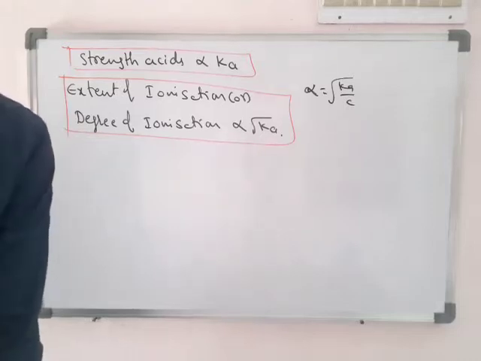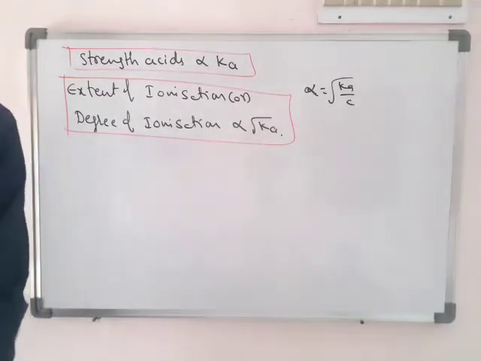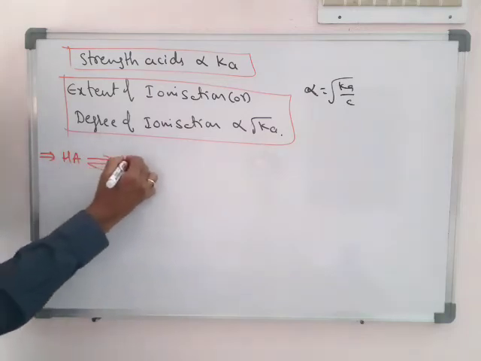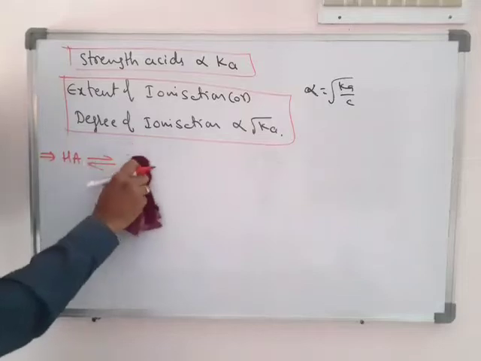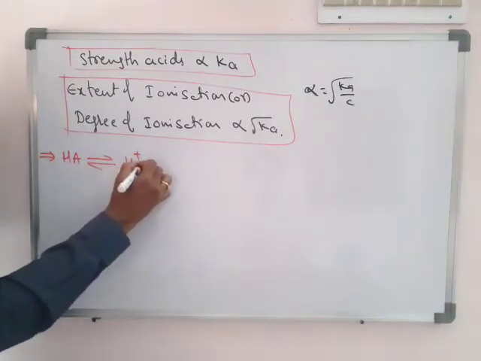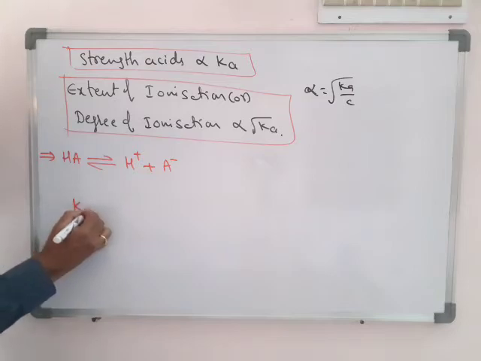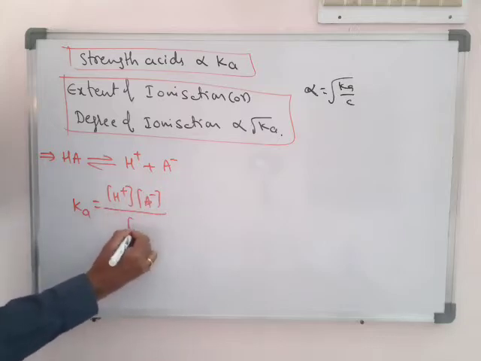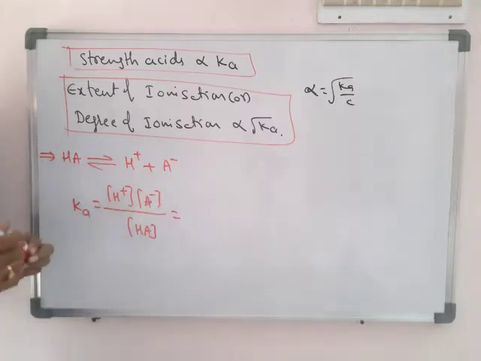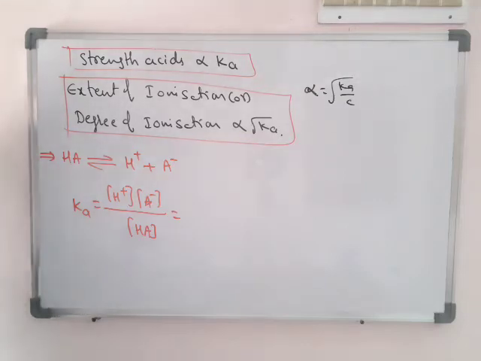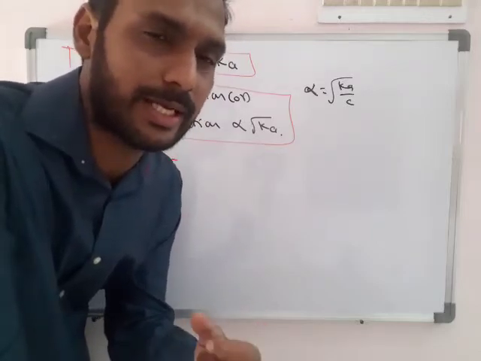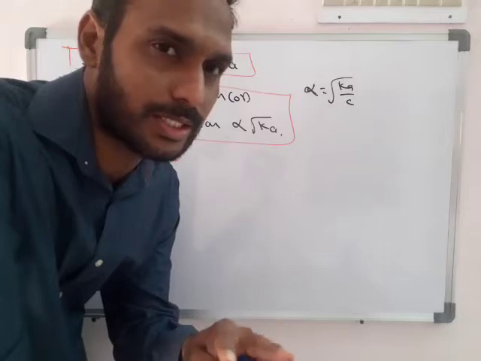So next, once again see the acid reaction, we get some more formulas. HA gives H plus and A minus, and we know that Ka is equal to H plus into A minus by HA. So here we are writing H plus, and in the place of A minus also we are writing H plus, because the concentrations are the same.